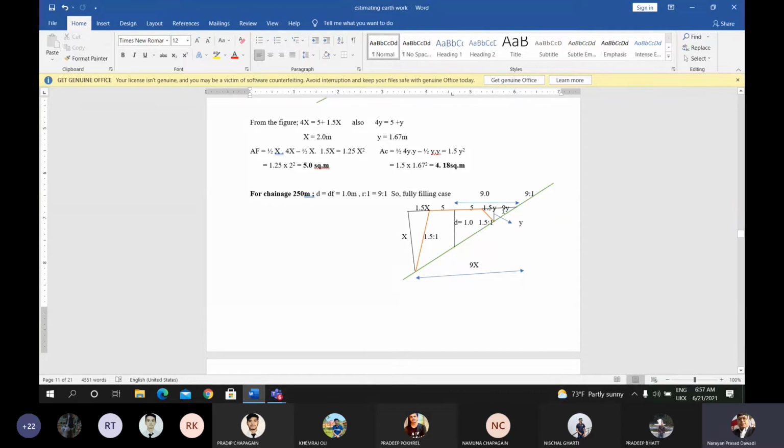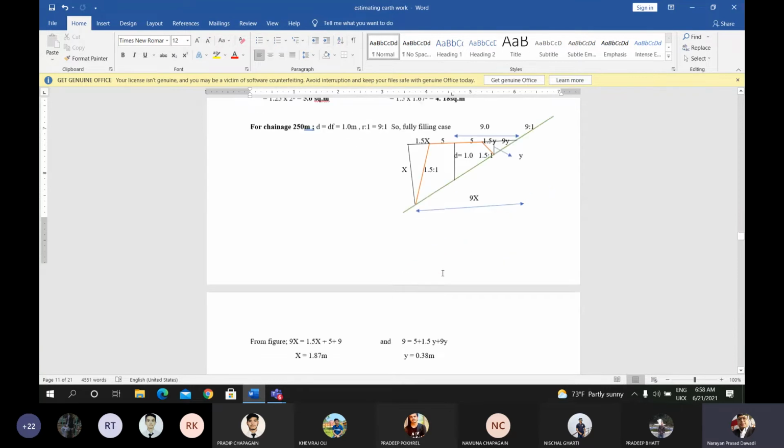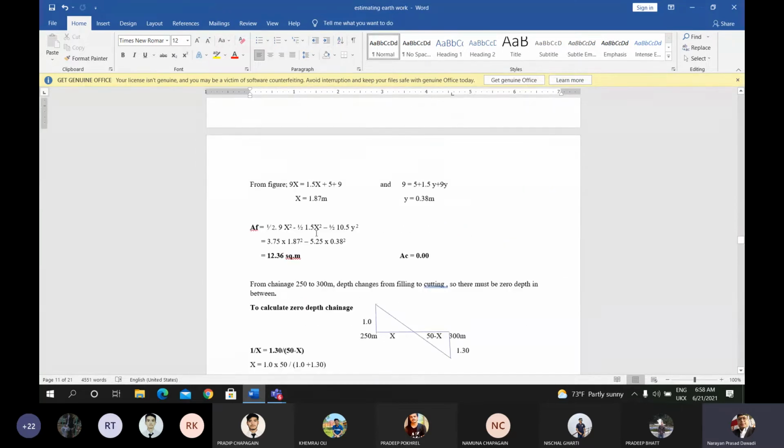Now the half width of the road is 5 meter, so the 9 meter will be 5 plus 10.5y, because 9y plus 1.5y will be 10.5y, plus 5 will be equal to 9. Similarly, 9x will be 5 plus 1.5x plus 9, and solve for the values of x and y, which gives the value of y as 0.38 and x as 1.87 meter.